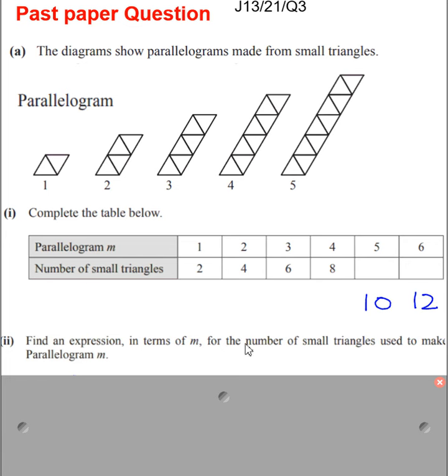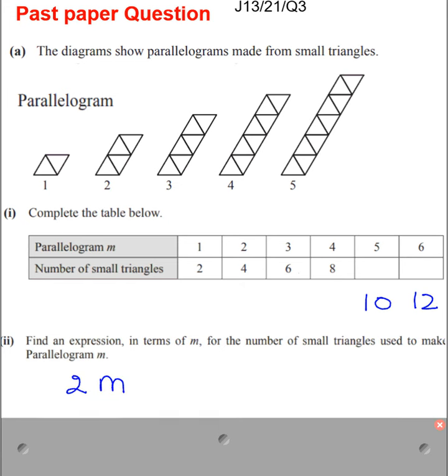Now the question is saying, find an expression in terms of n, the number of small triangles used to make a parallelogram. So basically, again, to find the nth term. Now it is very much like what we have just done. The difference is common in each between two numbers. So the formula is known, so let me just continue.